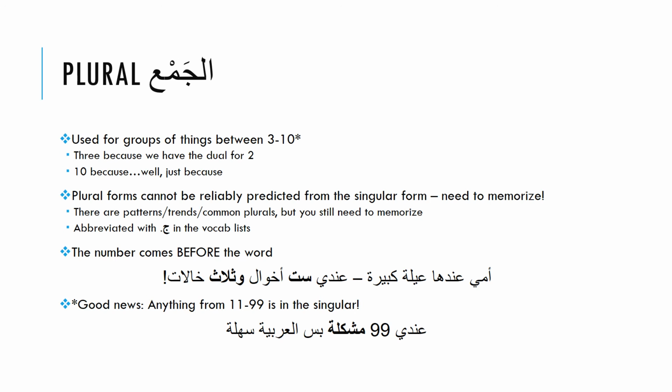Now, the nice thing about this weird rule that anything from 11 to 99 is in the singular is that we can kind of get away with using the singular more than we would otherwise, but in reality, you normally talk about small numbers of things, so you're often going to be using the plural. You obviously can't get away with buying only 11 of something every time you buy something because you're afraid to ask for the plural, right? But just as an example, we have the number before a singular noun for these kinds of numbers. عندي 99 مشكلة بس العربية سهلة.